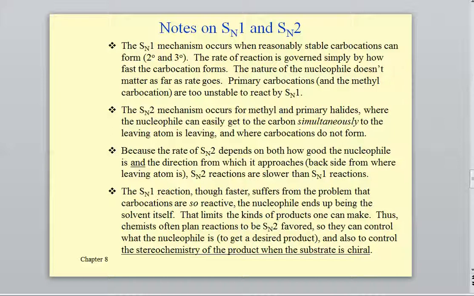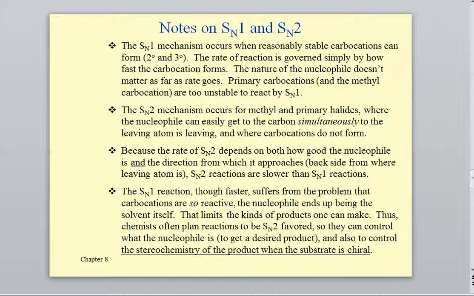And as it says there, with an SN1 reaction, the nucleophile usually ends up being whatever the solvent is, because many common solvents, like water and alcohols, make decent nucleophiles themselves. With SN2, you can plan a little bit better to not only have the reaction occur at a particular carbon, the one where the halogen starts off at, but you can control which nucleophile is actually added and substituted.